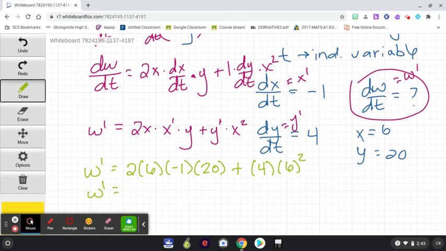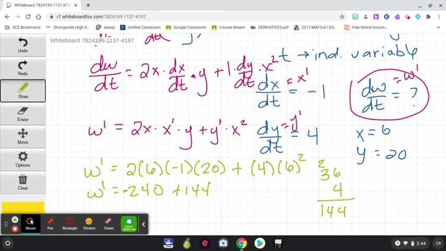Okay. So let's see. I have to do this without a calculator. Let's do 2 times 20 is 40. 40 times 6 is what? 240? Negative 240, because I have that negative 1. Okay. So now I've got 4 times 36, right? Well, 6 times 4 is 24. 3 times 4 is 12. So 144, I think. And if I go ahead and subtract these, I'm not getting any of these answers, am I?